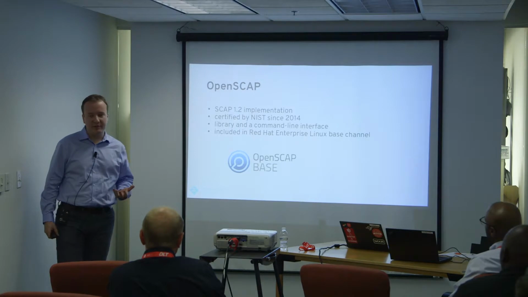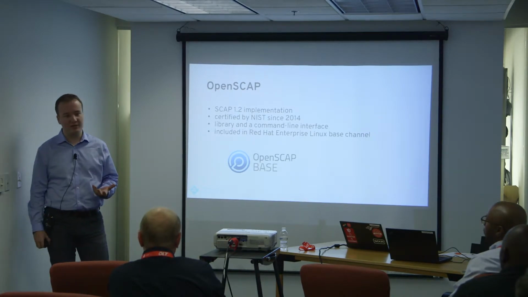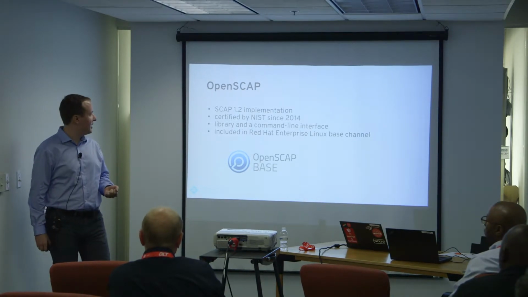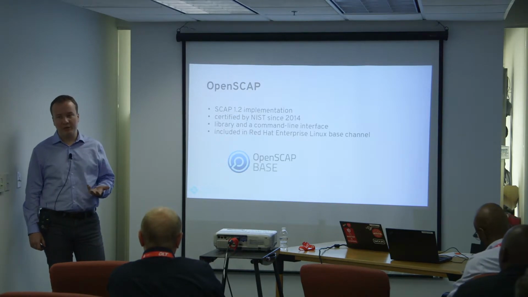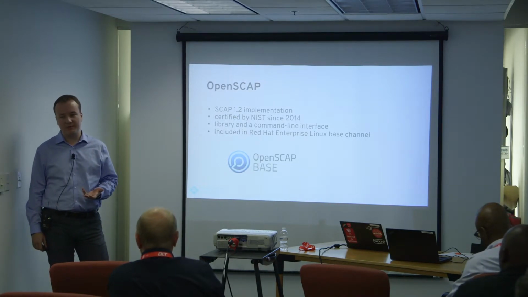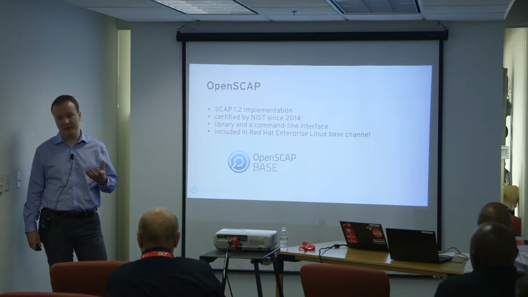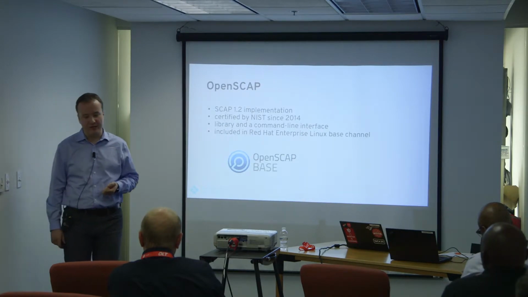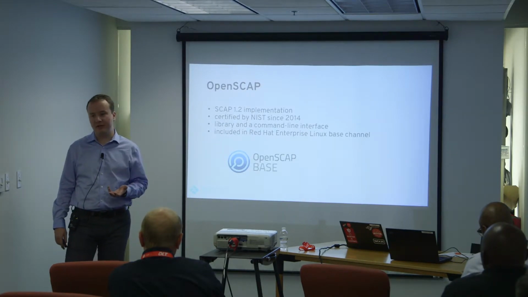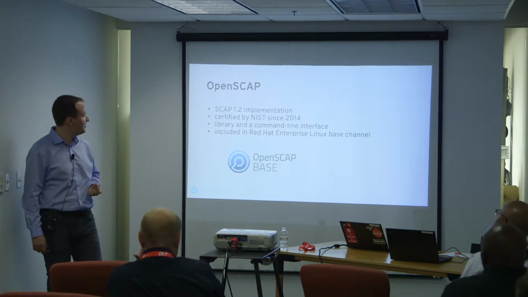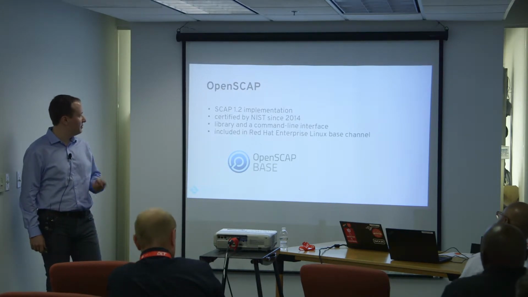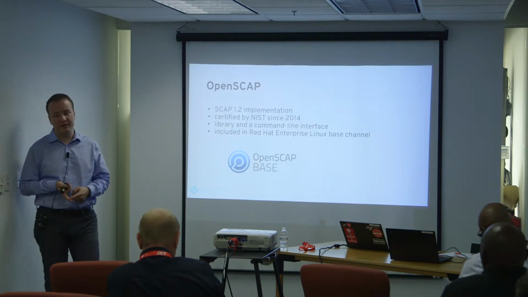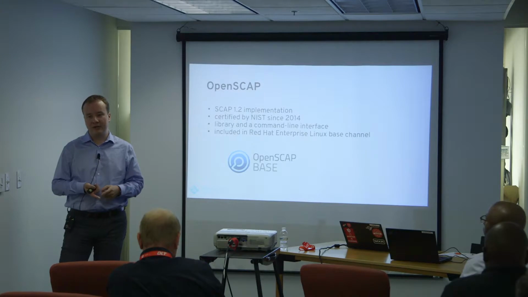So we have the standard, but we need some implementation of it to actually use it. And we're going to be using OpenSCAP. As far as I know, OpenSCAP is the only open source implementation of the SCAP standard. I mean, there are reference implementations, but the only fully featured open source implementation. It implements SCAP 1.2, which is the latest version of the SCAP standard. And it's been certified by NIST 2 times, actually. First in 2014, and recently it's been recertified for RHEL 6 and RHEL 7 in 2017.